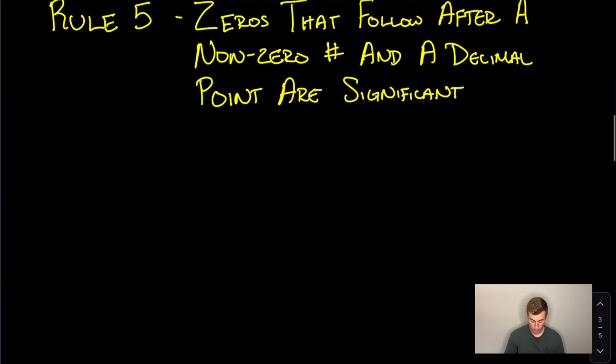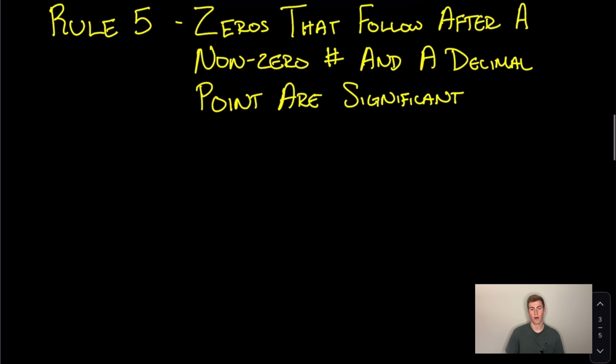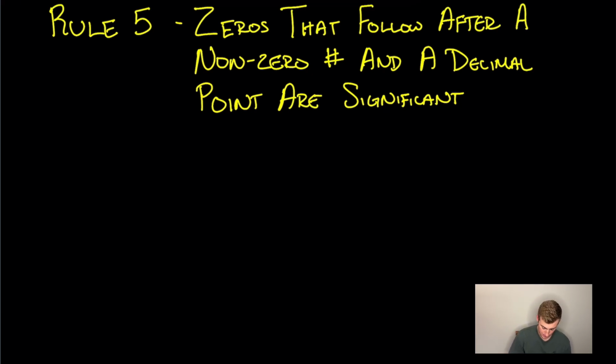Zeros that follow after a non-zero number and a decimal point are also significant. So this is rule number 5. So anytime you see a 0 that has the decimal point and then zeros after that, those are all significant. So let's look at an example here. Let's say we have the number 5.0. Well, the 5 is obviously significant. But the 0, this is the new rule that we're talking about here. The 0 is also going to be significant this time because it's following a non-zero number and it's after a decimal. So you have 2 sig figs.